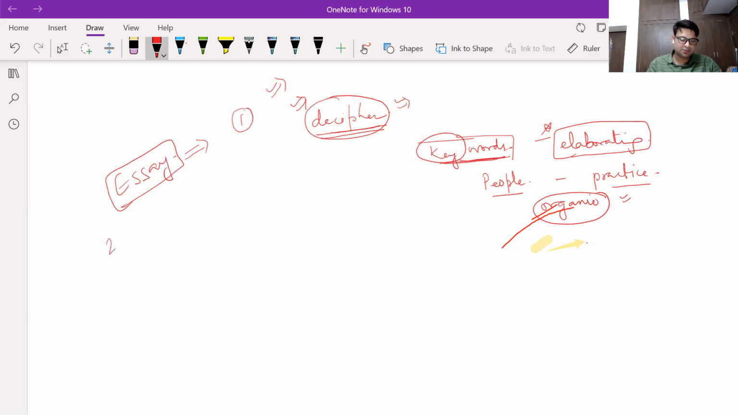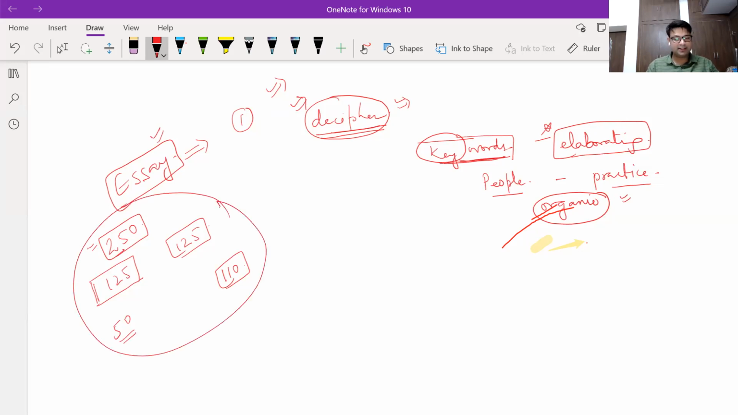I'm telling you that if the essay paper is of 250 marks, 125, and if you are unable to understand the key demand of the essay, then naturally you won't be writing in the way the examiner is expecting from you. So he or she won't give you more than 50, 55 maximum. If you have burdened your answer with too many facts and data, she will give you 110 total, not beyond that. So the first and foremost thing in essay becomes much, much more important.